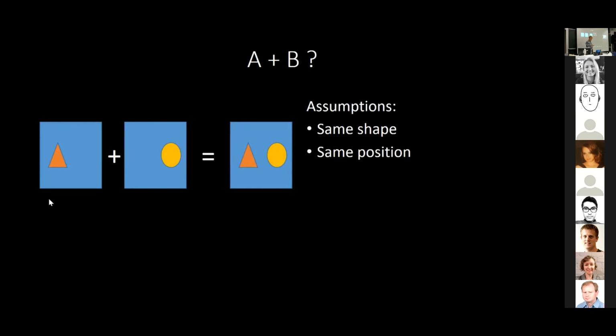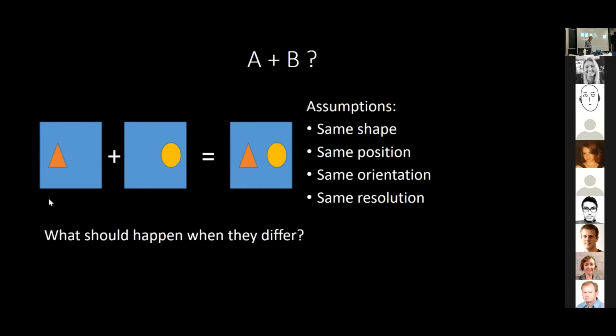Because I've been talking about geometry here, and we're trying to keep the geometry of the images to tell where they are taken. Are they the same orientation? Maybe one is rotated relative to the other. And are they the same resolution? Is it 1 millimeter plus 2 millimeter slices? How do you add this? What should happen in the library when you add something like this and these assumptions are broken?